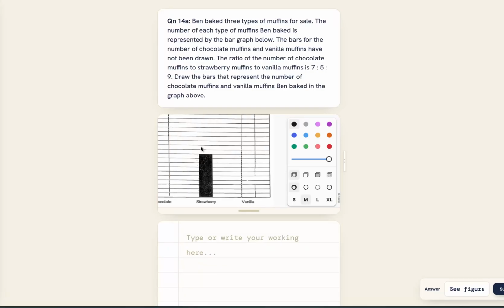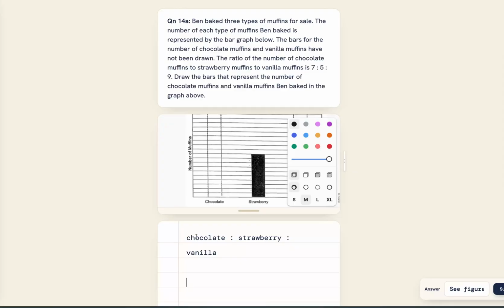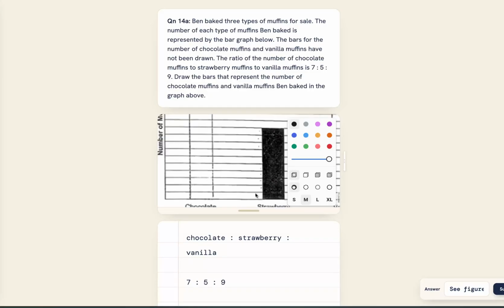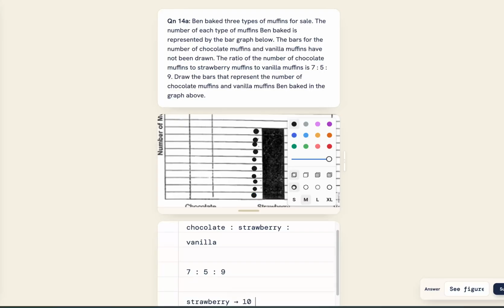Technically, my graph is over here. Okay, so we know that chocolate to strawberry to vanilla is 7:5:9. So we need to know how many gaps there are in the strawberry. So we will just count. We have 1, 2, 3, 4, 5, 6, 7, 8, 9, and 10. So for strawberry, we have 10 gaps. So which means we need to convert this into 10. So that means we have to just multiply 2 for each. And this will give us 14.